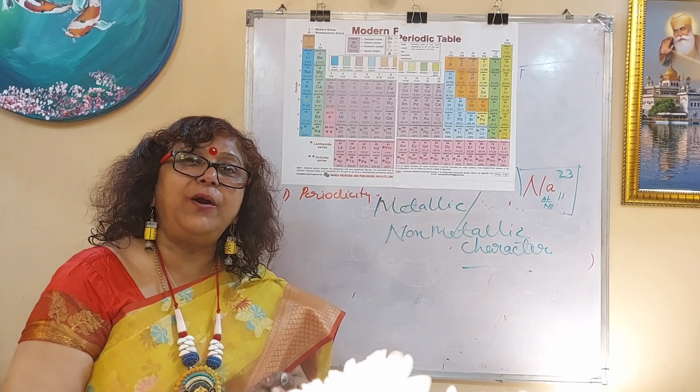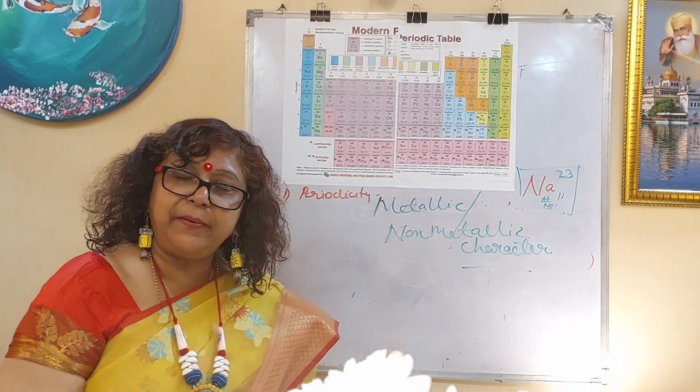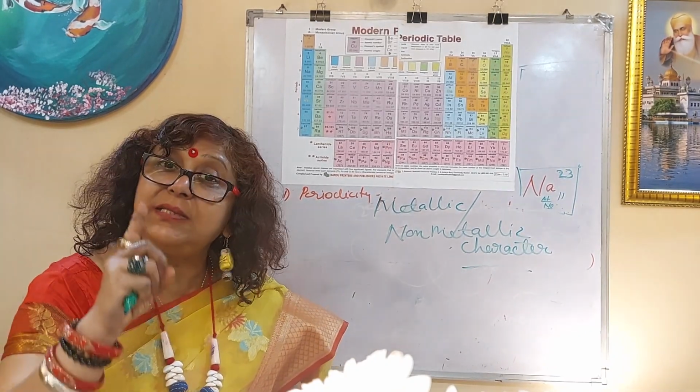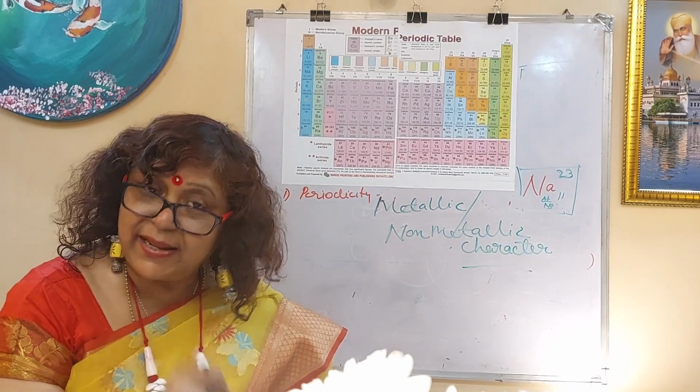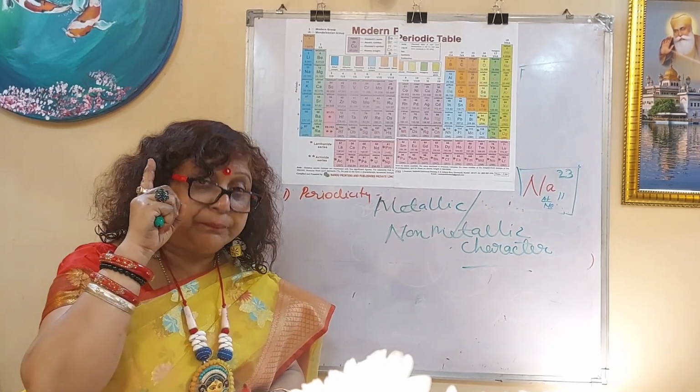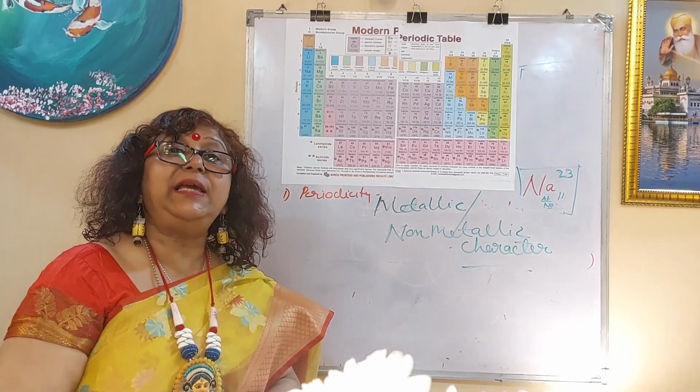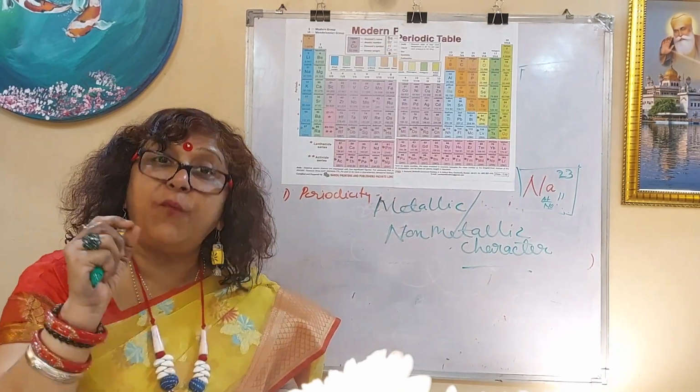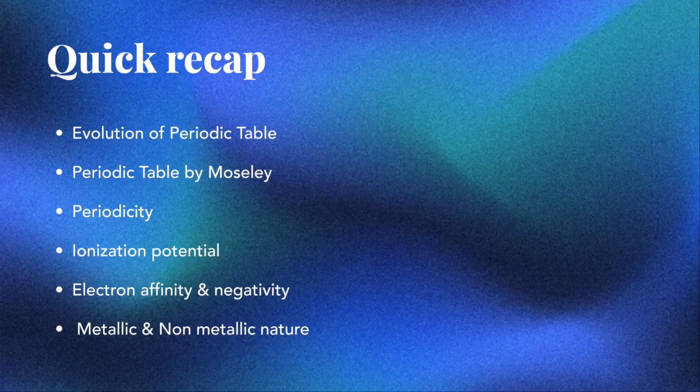So till now I told you the evolution of the periodic table. I told you about the periodic table given by Moseley. Then I told you what is periodicity, and periodicity in terms of what you are going to study: atomic radii or atomic size, then ionization potential, then electron affinity, then electronegativity, then metallic nature and non-metallic nature.